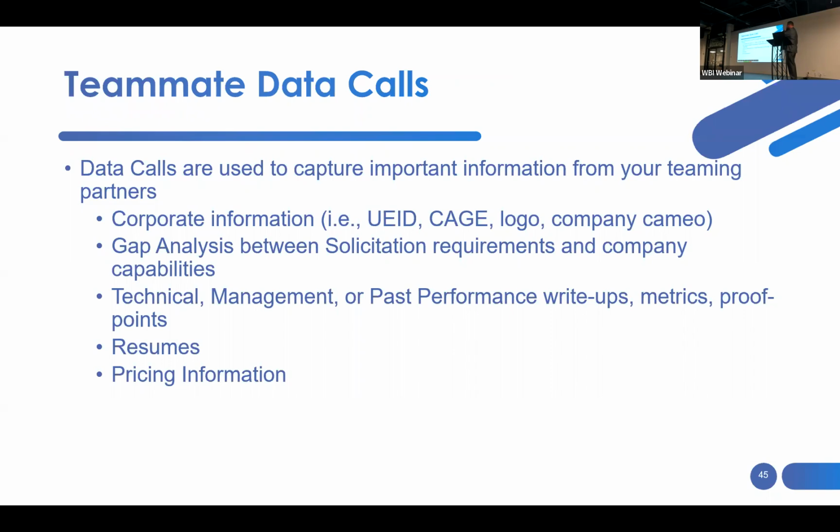Data calls earlier. These are the types of information that I send out and ask for when I send out a data call, and all that corporate information: UEI, CAGE code, logos, company overview. Send the gap analysis. I usually have that embedded in the data call. I usually set it up as one Word document with all these different sections. That includes the gap analysis, any technical, management, or past performance write-ups, and the proof points for those particular capabilities, the 4 or 5 they say are in there. So you want to get those nuggets that you can interject into your proposal.